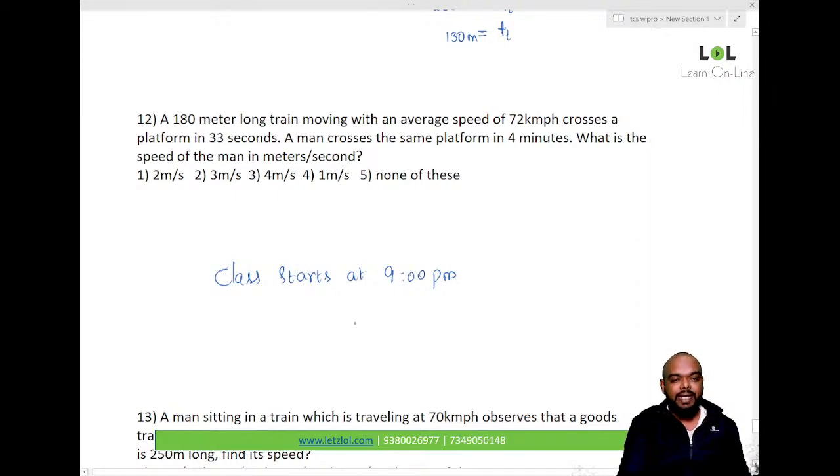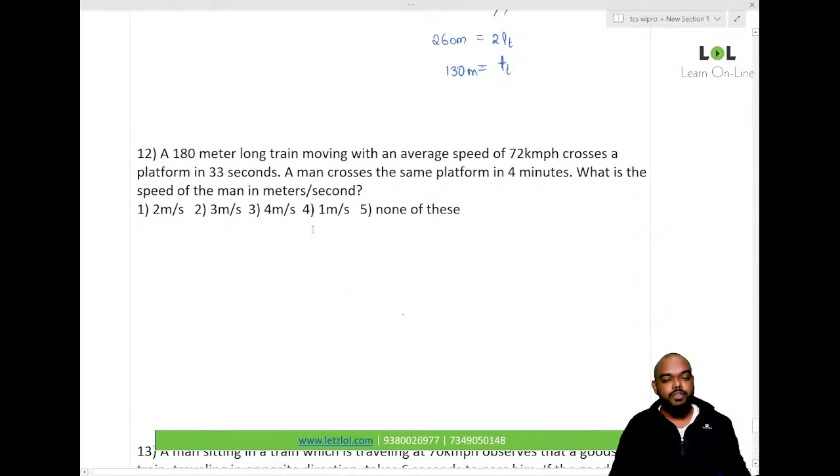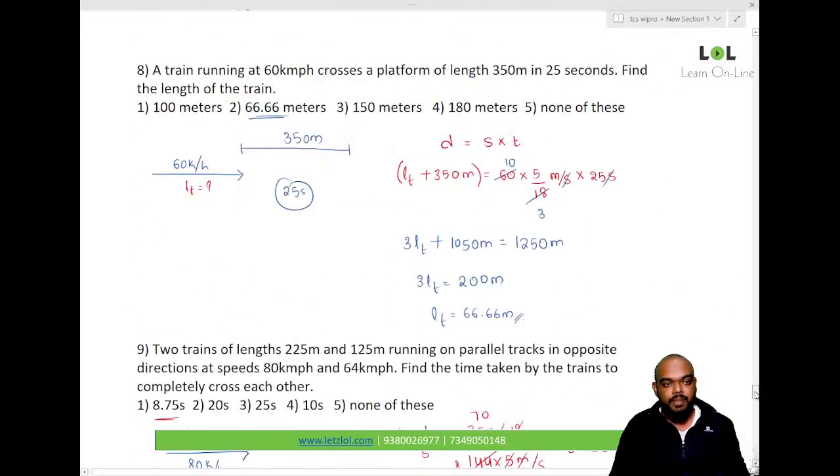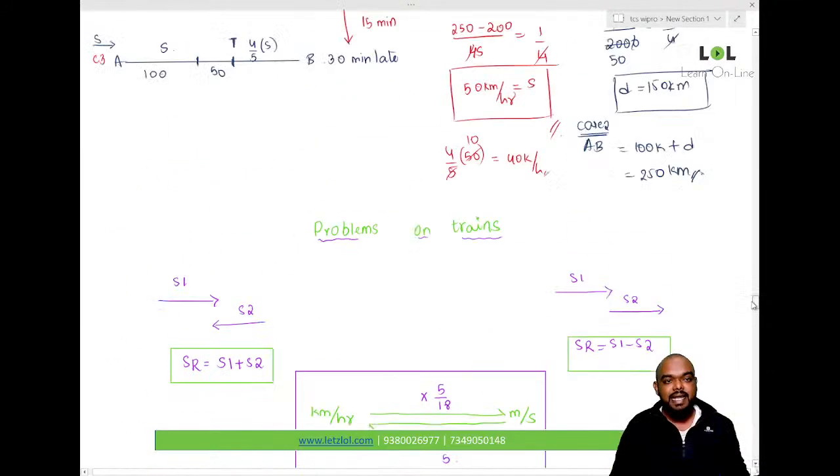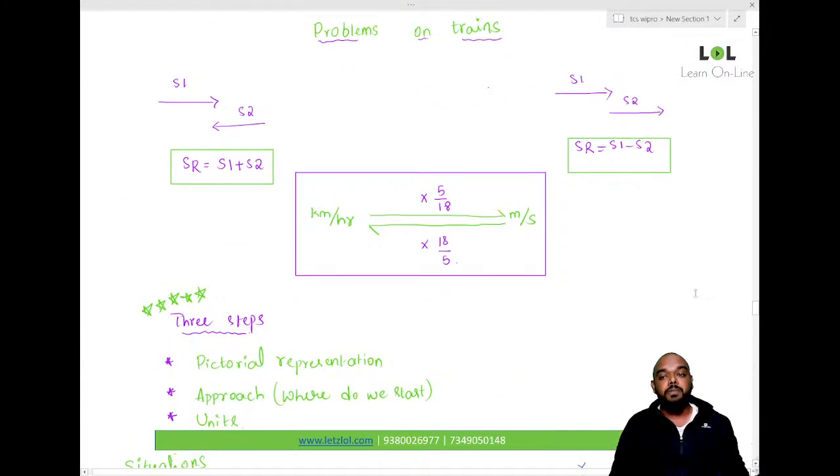Before that, a quick recap. In the problems of trains, what are the things that we should know from the beginning? This is completely based on relative speed. When the two objects are moving in opposite directions, the relative speed between them will be the sum of their individual speeds. If they are traveling in the same direction, then the relative speed will be the difference of their individual speeds.